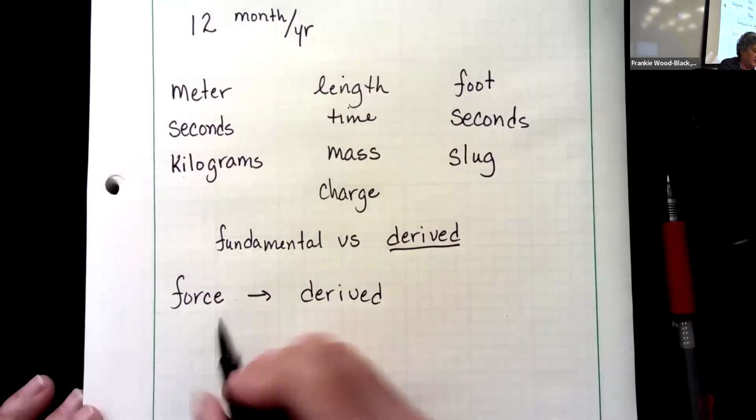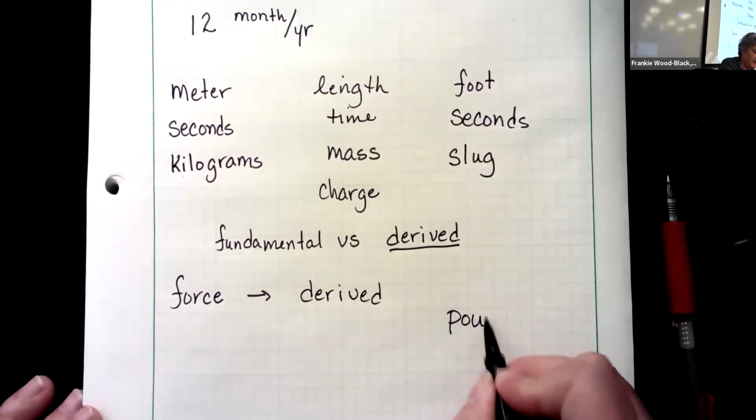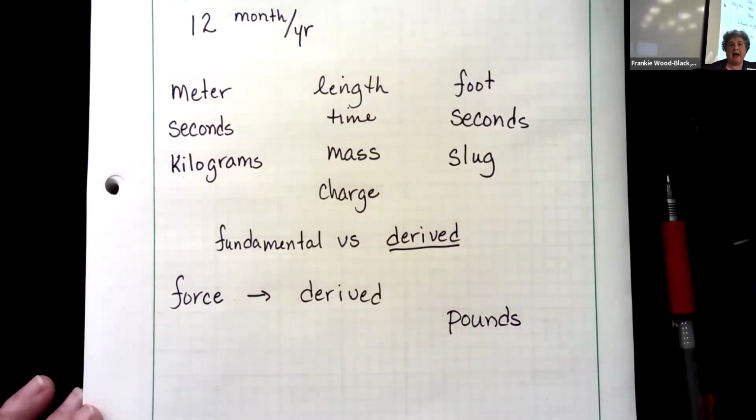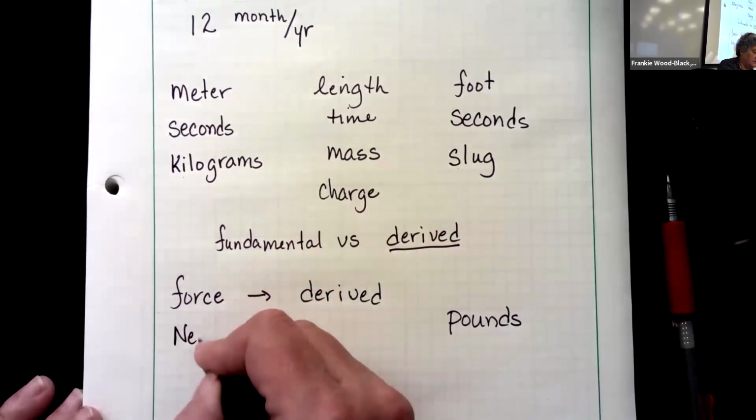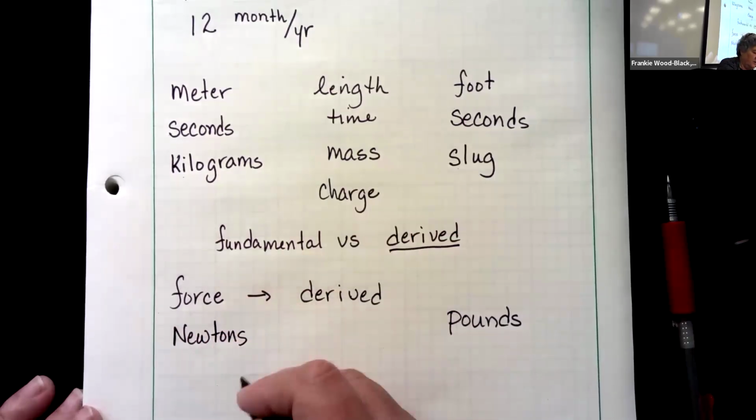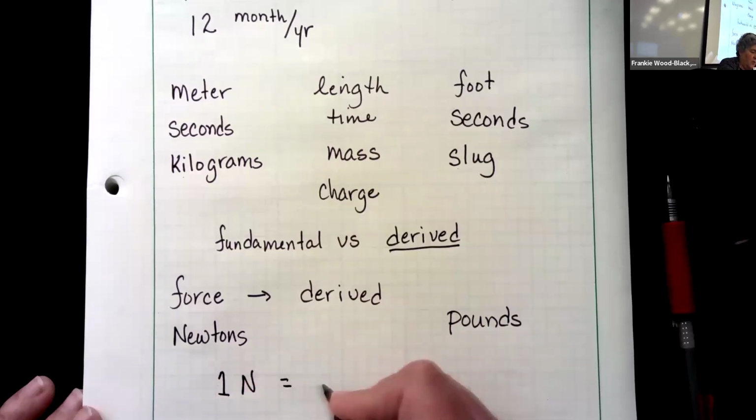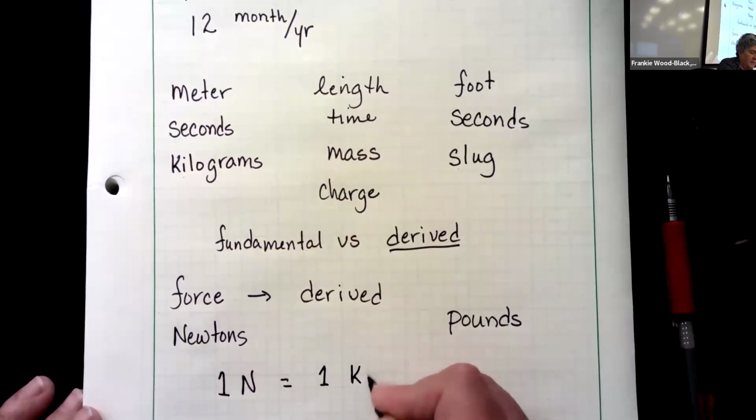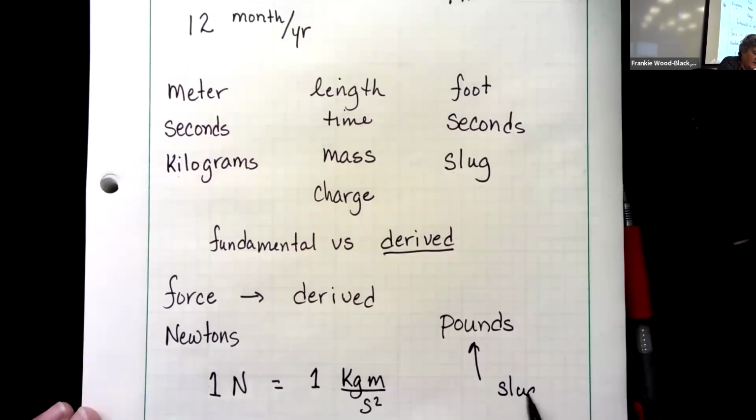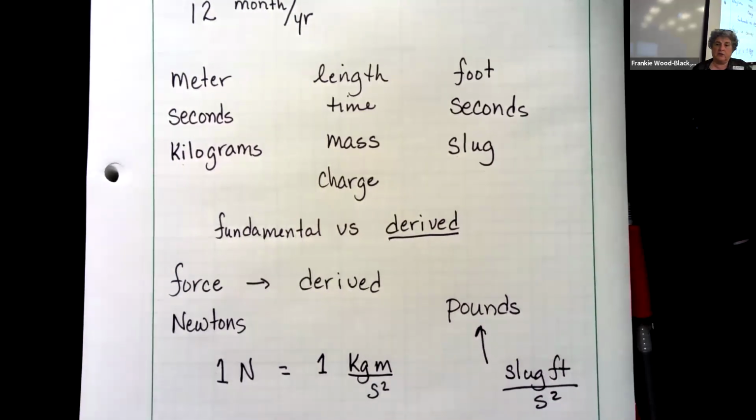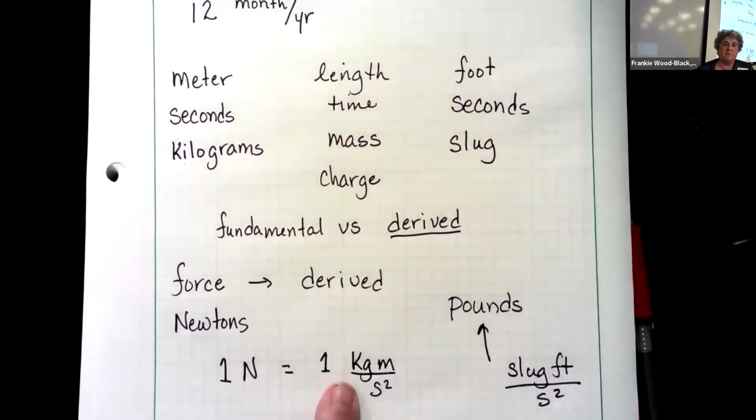Now, in the English system, force is pounds. And when we talk about pounds, that's the act of gravity on our mass. And in the SI system, this is newtons. And 1 newton is equal to 1 kilogram meter per second squared. And my pound is actually a slug foot per second squared. So that's why we call it a derived unit, because we're using a mix of units.